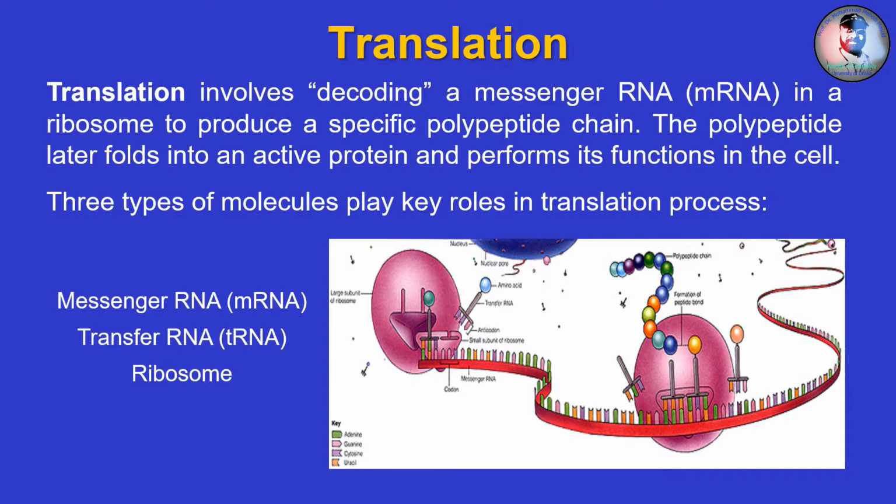Translation involves decoding a messenger RNA in a ribosome to produce a specific polypeptide chain. The polypeptide later folds into an active protein and performs its functions in the cell. Three types of molecules play key roles in the translation process. They are messenger RNA, transfer RNA, and ribosome.